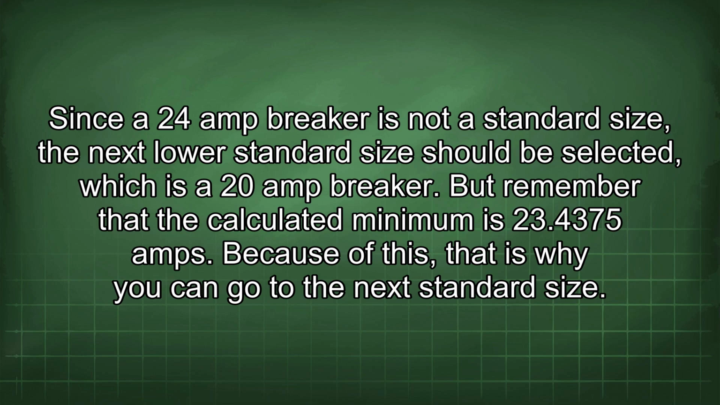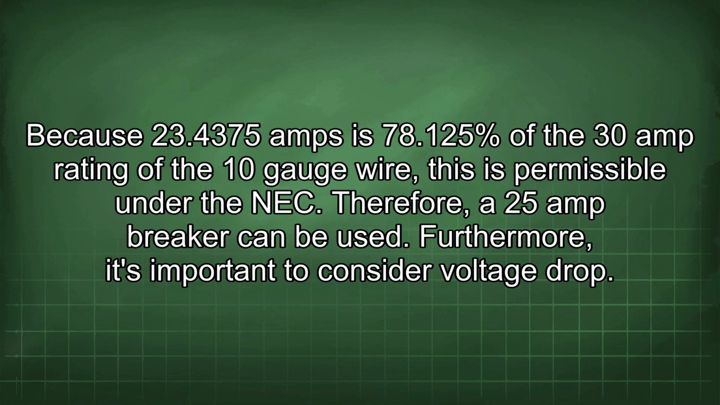Since a 24 amp breaker is not a standard size, the next lower standard size should be selected, which is a 20 amp breaker. But remember that the calculated minimum is 23.475 amps. Because of this, you can go to the next standard size. Because 23.475 amps is 78.125% of the 30 amp rating of the 10-gauge wire, this is permissible under the NEC. Therefore, a 25 amp breaker can be used.